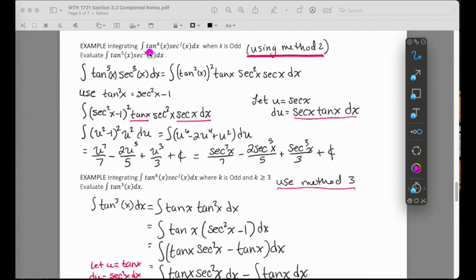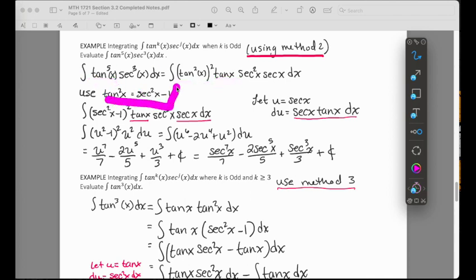Now, in this example here, we have tangent to the 5th, secant to the 3rd, so both of my exponents are odd. So we're going to use method 2 here. Method 2 tells us to break tangent to the 5th down into tangent to the 4th times tangent. And then I can rewrite tangent to the 4th as tangent squared squared. So this is still tangent to the 4th times tangent, which is tangent to the 5th.